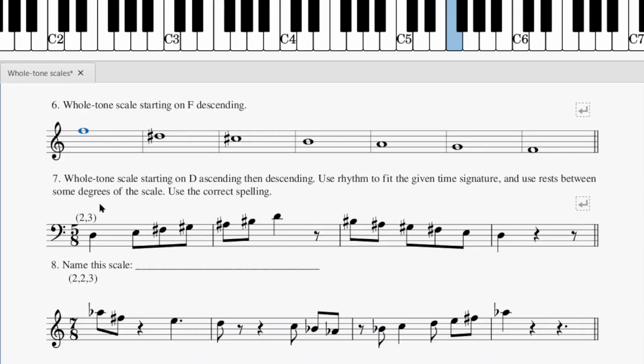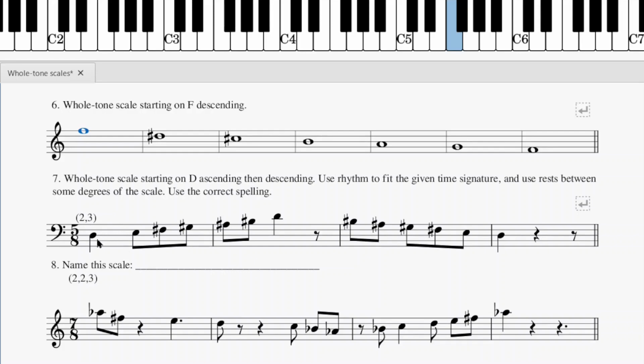Number 7 is a whole tone scale starting on D ascending and descending. But we have to do some rhythm to fit the given time signature, and use rests between some degrees of the scale, and use the correct spelling. Look at the time signature given. It is a 5/8 time, and it says 2, 3. That is the grouping of notes. So it means that 2 quavers in a group, and then 3 quavers in a group.